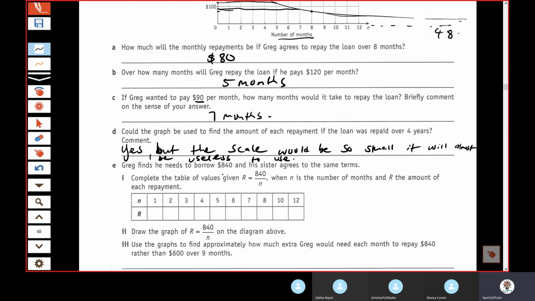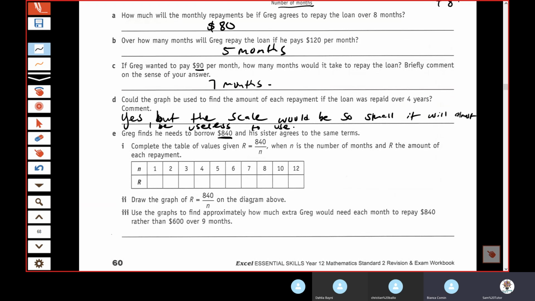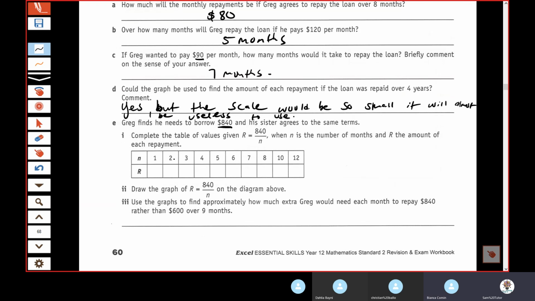Greg finds he needs to borrow $840 and his sister agrees to the same terms. So he finds that he actually needs to borrow more than they initially thought. Complete the table of values. Draw the graph on the diagram above. Okay, so let's do it.